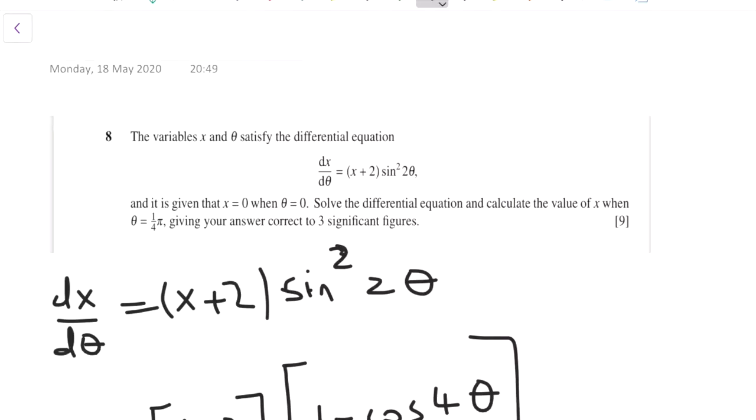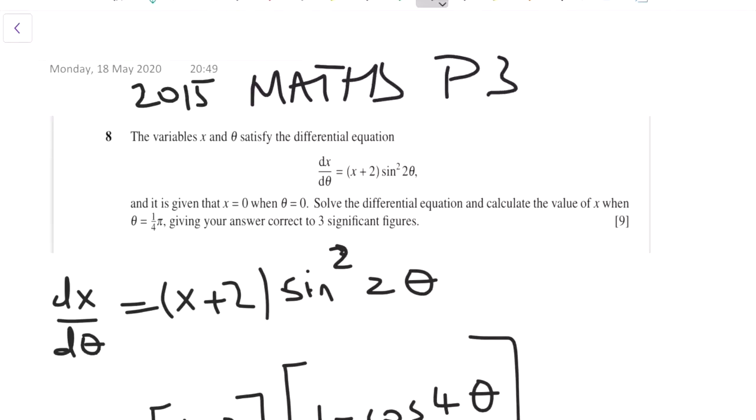Hi everyone, so today we're going to solve question 8 of the 2015 Math A-level paper, and this is paper 3, A-level.